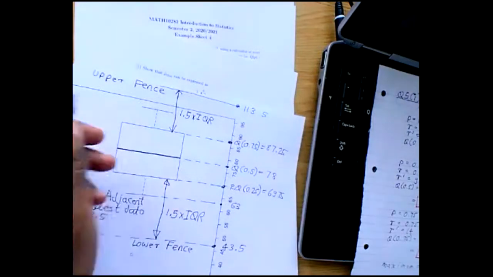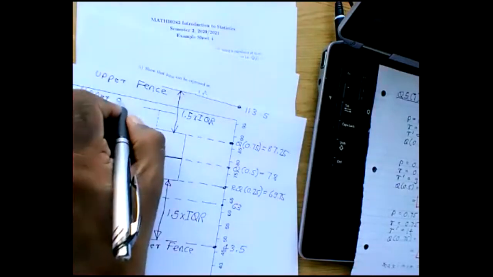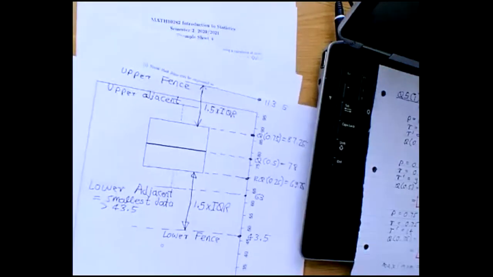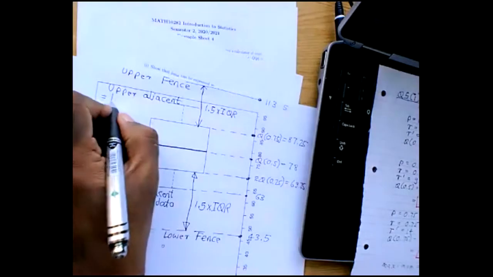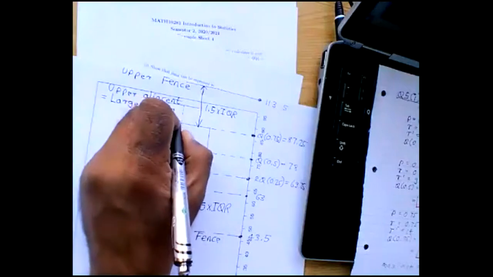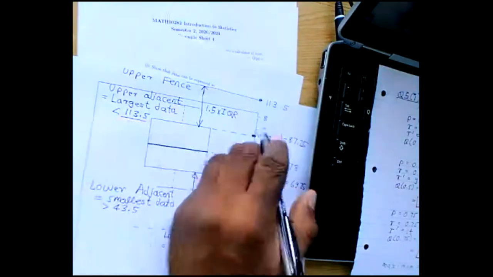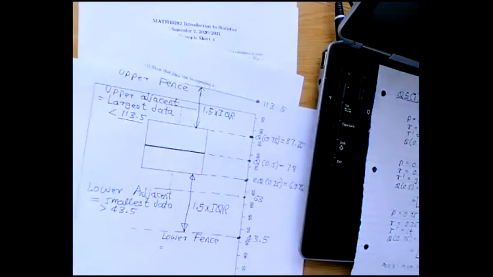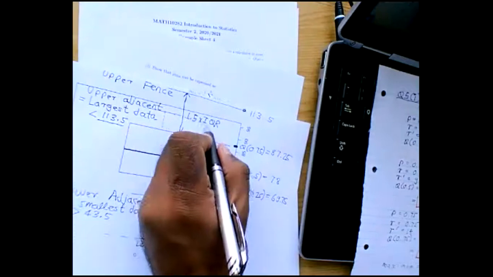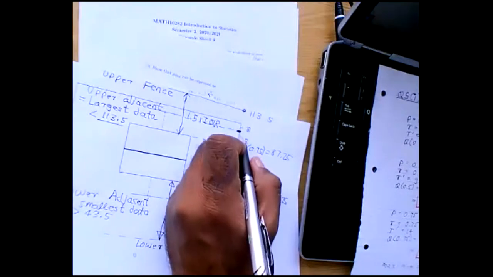And similarly, this is known as the upper adjacent, and it is defined as the largest data value that is less than 113.5. 113.5 is the upper fence, right? And it turns out in this case the upper adjacent is equal to 94.